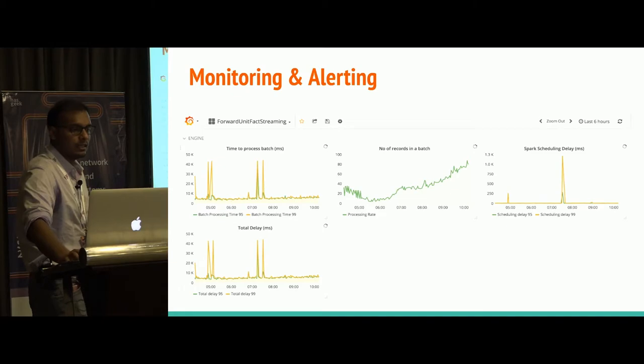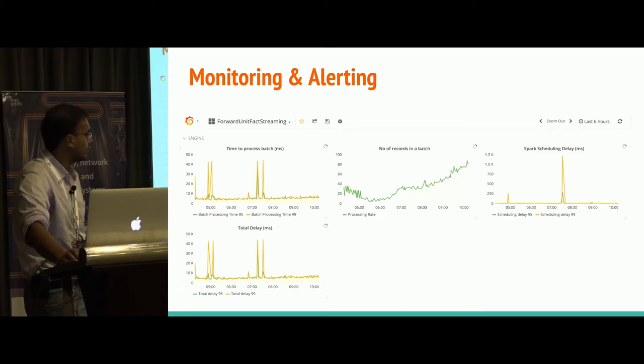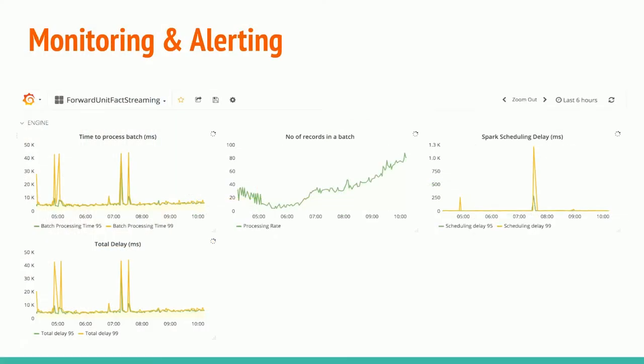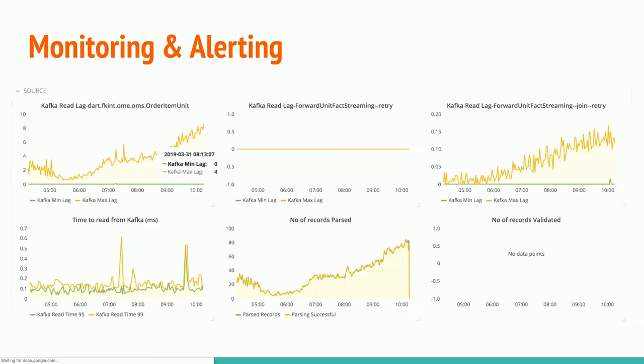So these are some of the examples of our job. For example, we have a section for engine, which in this case is, say, Spark. Then we capture metrics like number of records that were processed, was there a scheduling delay. Then we have another section for source. If you're reading data from Kafka, how many have you recorded? How many have you read? How many have you passed, failed, validated? Is there a lag in processing from Kafka?